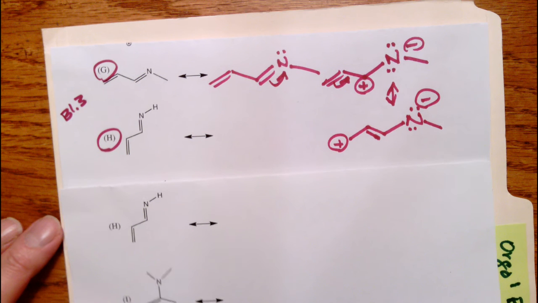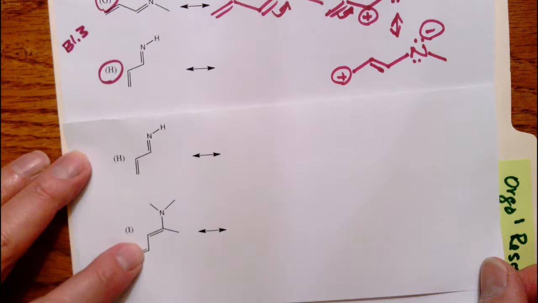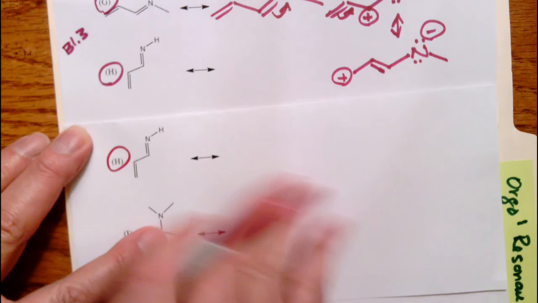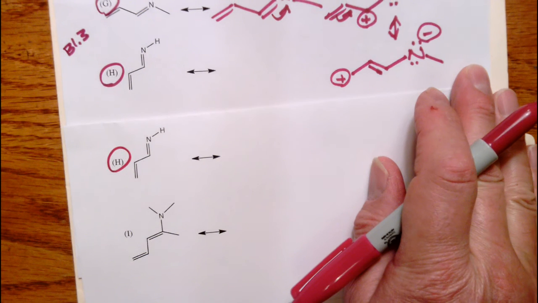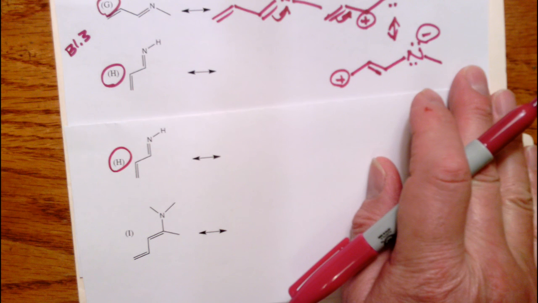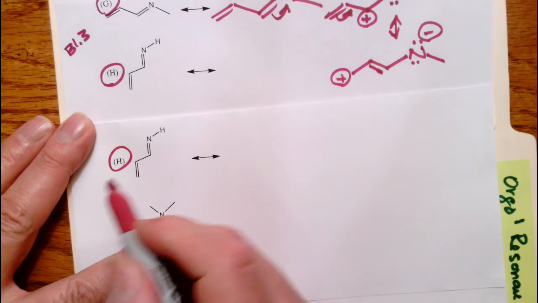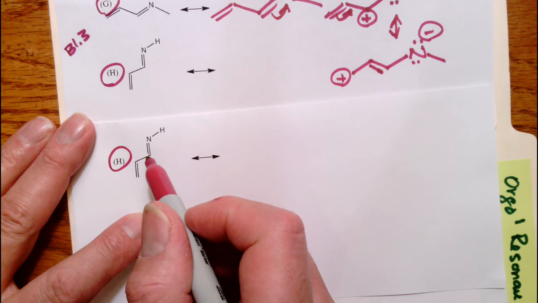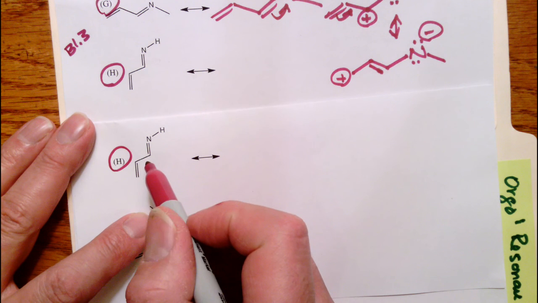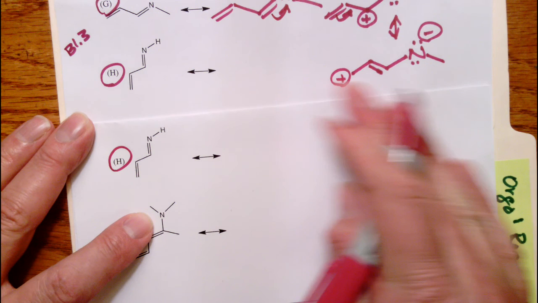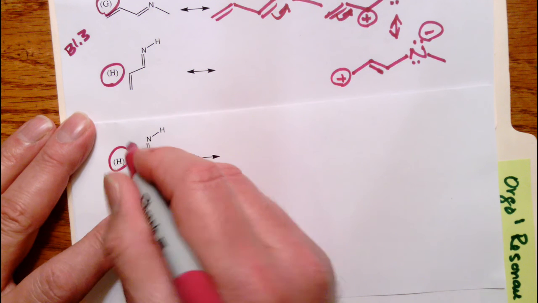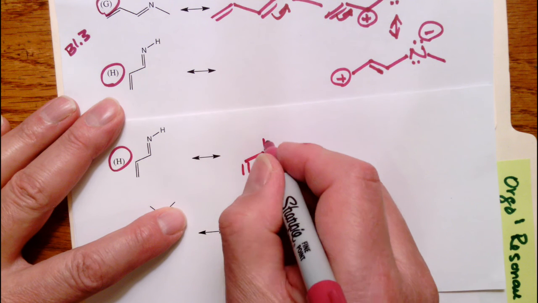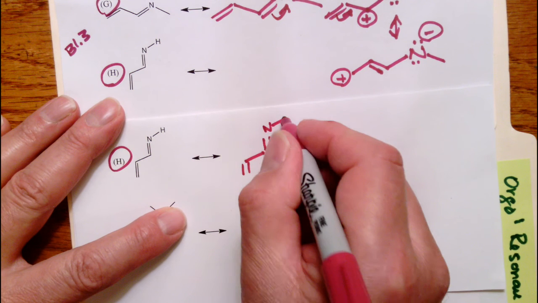So I'm going to put another paper here, and see if we can use a second paper to do H. In the case of H, we have the same thing. We have a pi bond between nitrogen and carbon. So we have a double bond, or pi bond, here in H.